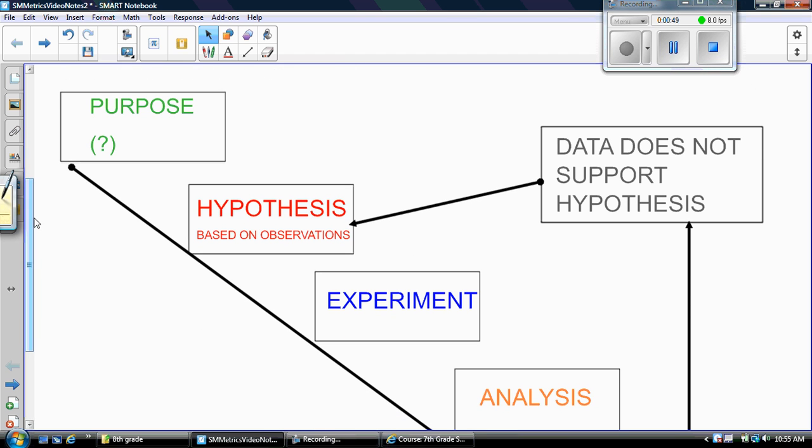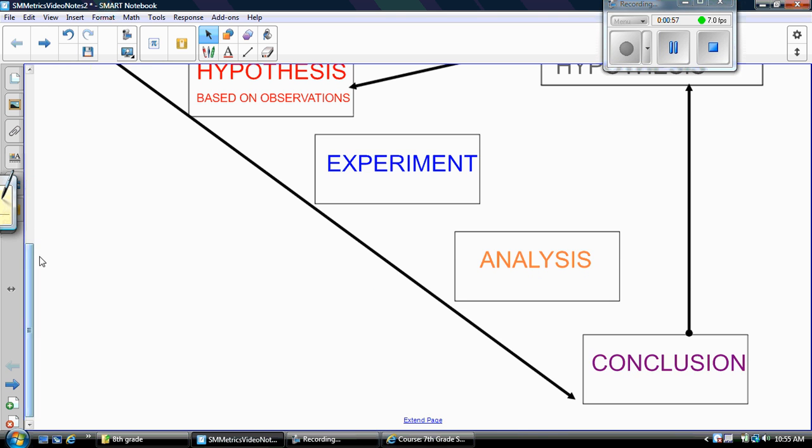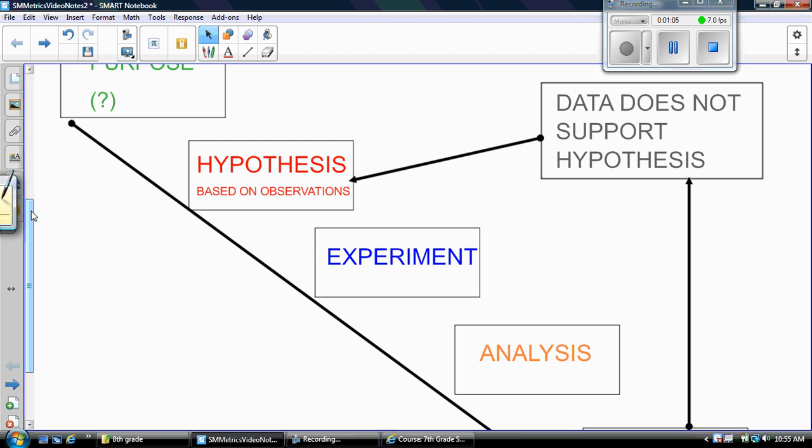The first step is your purpose. Then you will form a hypothesis based on your observations. You will conduct an experiment to test your hypothesis. You will analyze the data from your experiment, form a conclusion. In that conclusion, you're going to decide whether your data supports or does not support your hypothesis. If it does not support your hypothesis, you will create a new hypothesis.